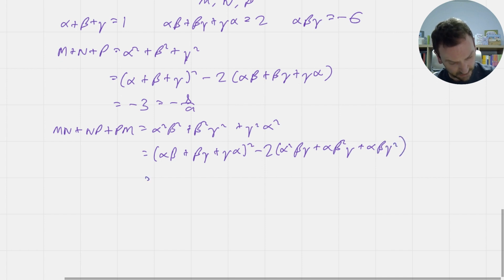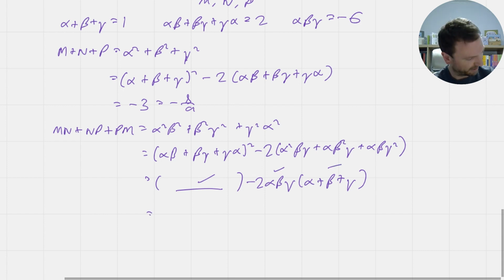At this stage, you might think we're still stuck because, okay, we know this first bit, that's going to be all good. But what do we do with this next bit? We can now factorize out alpha beta gamma. And if you do that, you're going to be left with alpha plus beta plus gamma, and we know that. Then we can work out that this gives us an answer of 16. The final one, the product of the roots, is going to be nice and easy for us, because that's just going to come out as alpha squared beta squared gamma squared, which is just the square of alpha beta gamma. So that gives us 36.